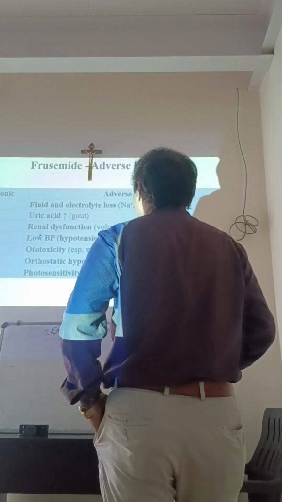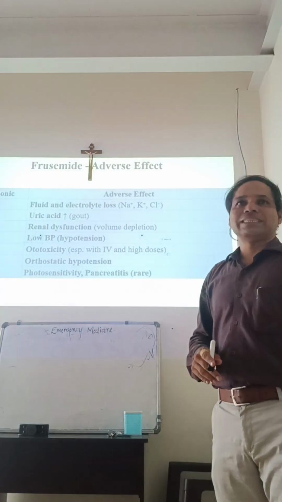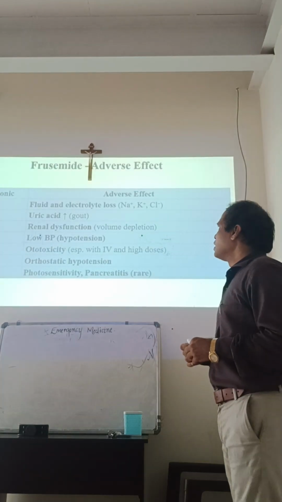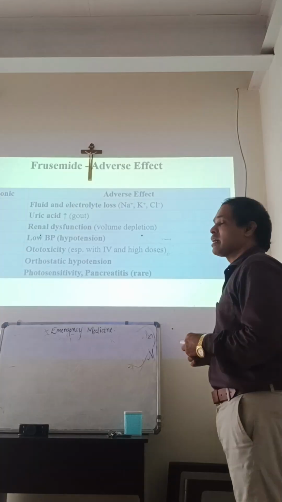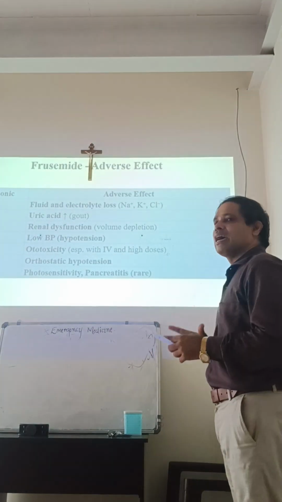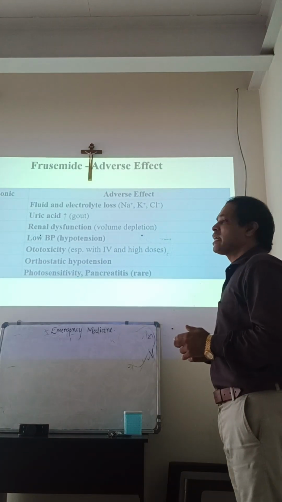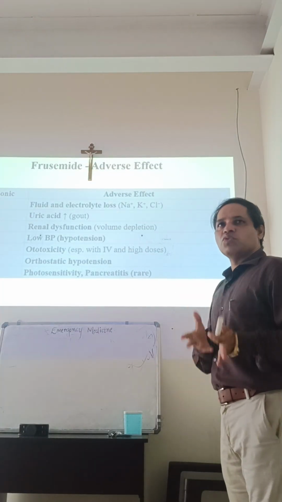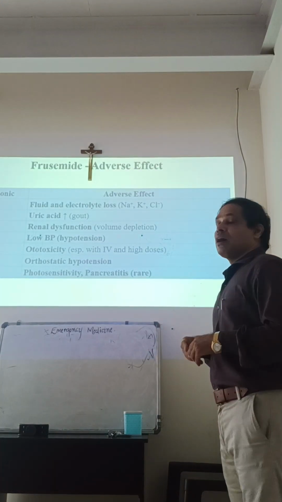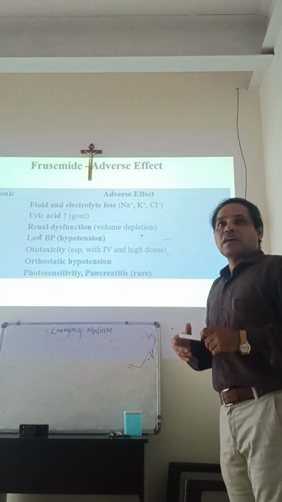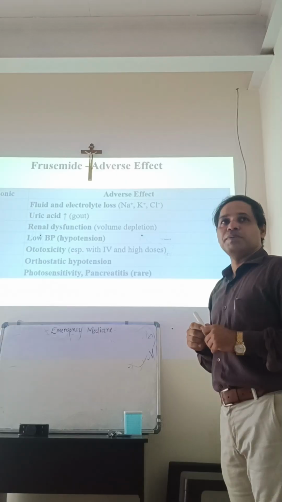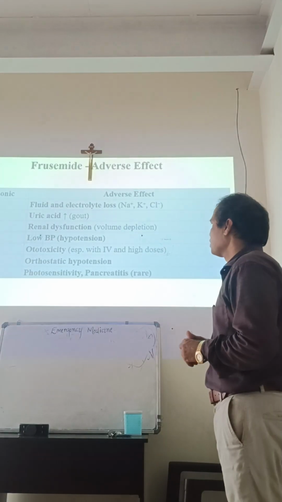Coming to adverse effects: fluid and electrolyte loss or imbalance, because you want to play with the ions, isn't it? Then uric acid will increase and that may precipitate a condition called gout. The uric acid crystals can accumulate in the joints and produce pain. Renal dysfunction can be possible because more volume is going out through the urine. The patient may get dehydrated and renal dysfunction can occur. And if you use a higher dose, it may cause a rapid fall in blood pressure. It causes low BP, hypotension. You keep checking the blood pressure.